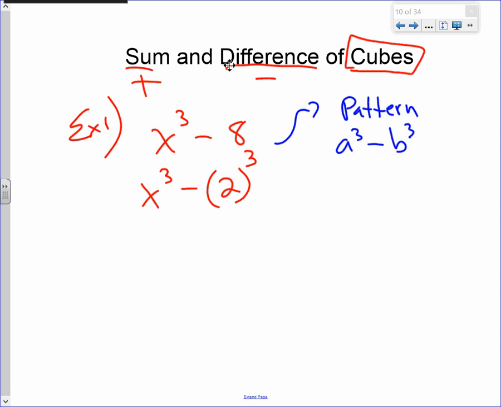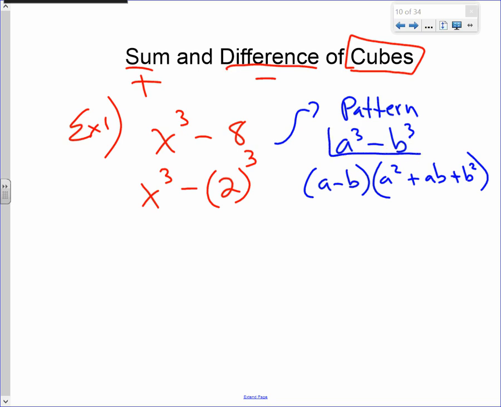A cubed minus B cubed. And your criticism is on YouTube too, by the way. It's fun though. Here we go. A cubed minus B cubed becomes this: A minus B times, you'll get a trinomial, believe it or not. It becomes A squared plus AB, whatever AB is, plus B squared. It's weird.